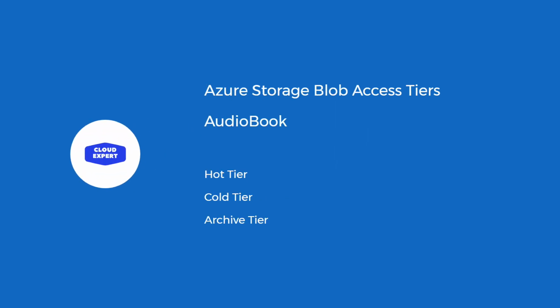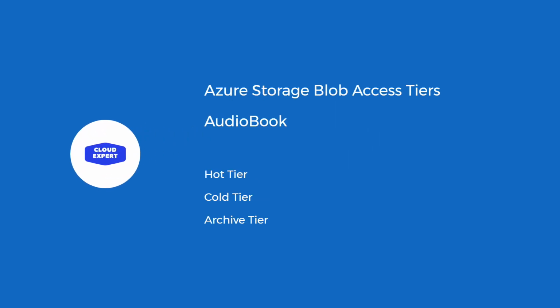Let's understand about cool access tier. The cool access tier has lower storage costs and higher access costs compared to hot storage. This tier is intended for data that will remain in the cool tier for at least 30 days. Example usage scenarios for the cool access tier include short-term backup and disaster recovery datasets. Older media content not viewed frequently anymore but is expected to be available immediately when accessed. Large datasets that need to be stored cost-effectively.